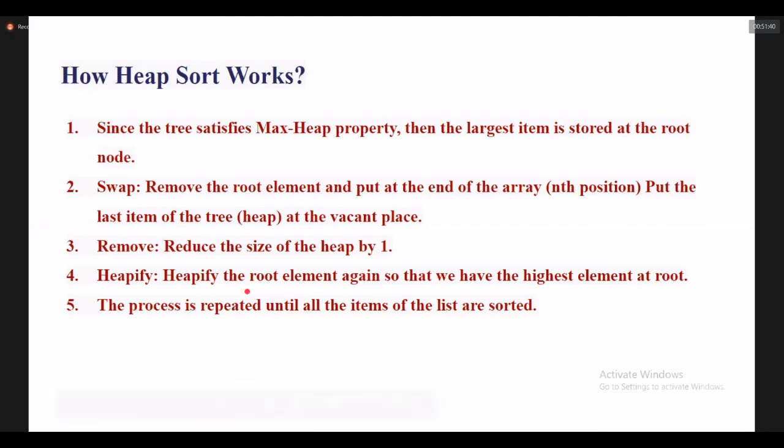Next, apply the swap. What is the swap? Remove the root element and put it at the end of the array: swap the root element with the last element, and reduce the heap size by 1. Again apply heapify. The process is repeated until all the items of the list are sorted.